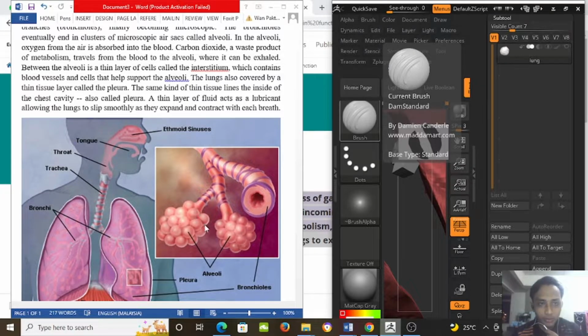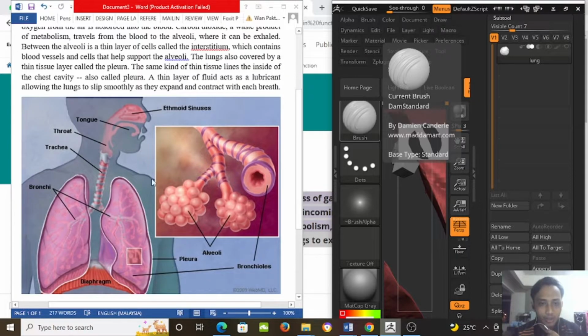Between the alveoli is a thin layer of cells called the interstitium, which contains blood vessels and cells that help support the alveoli. The lung is also covered by a thin tissue layer called the pleura. Here is the pleura that covers the lung. The same kind of thin tissue lines the inside of the chest cavity, also called pleura.